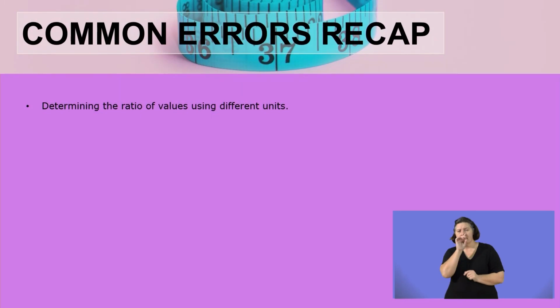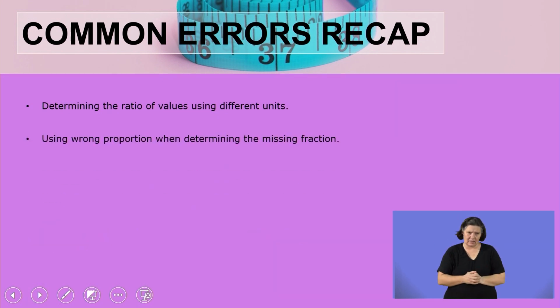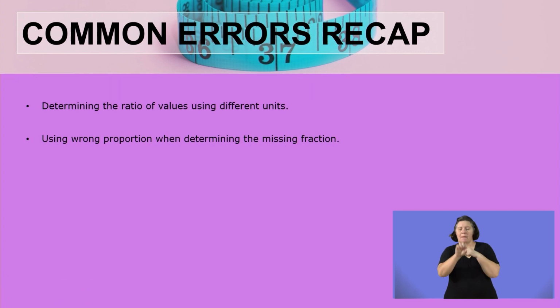And let us have a look at the common errors. The common errors that you are making is that you determine the values while using different units. Remember, we say the units should always be the same. You use the wrong proportion when determining the missing fraction. For you to get the right proportion, you always write, if we say x to flour, just write x and then write flour and put the proportions underneath so that you can use the correct proportion.